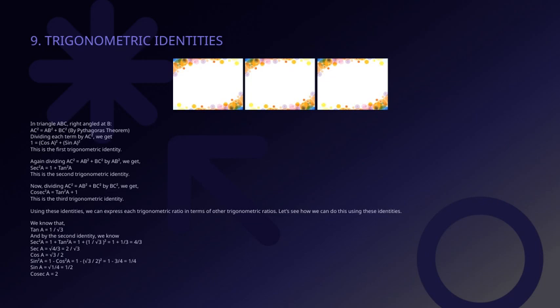To find sine A, we can use the Pythagorean identity. Sine squared A equals 1 minus cosine squared A. Substituting, we get 1 minus 3 over 4, which equals 1 over 4. Taking the square root, sine A equals 1 over 2. And finally, cosecant A, being the reciprocal of sine, is 2. So, through these identities, we see how interconnected all these ratios are and how we can derive one from the others.